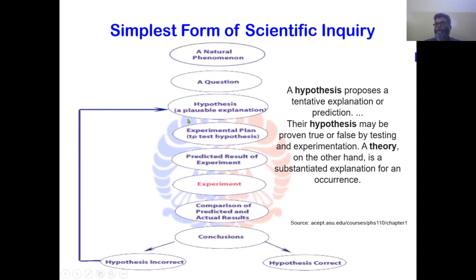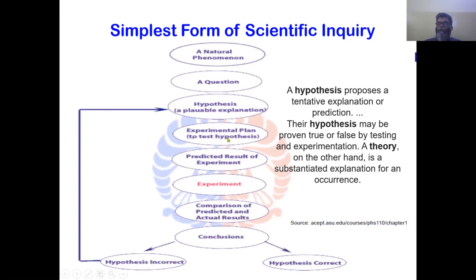So a hypothesis, we can say, is an explanation, or it proposes a tentative explanation or prediction. This hypothesis may be proven true or false by testing and experimentation. And on the other hand, a theory is a substantiated explanation for that occurrence.